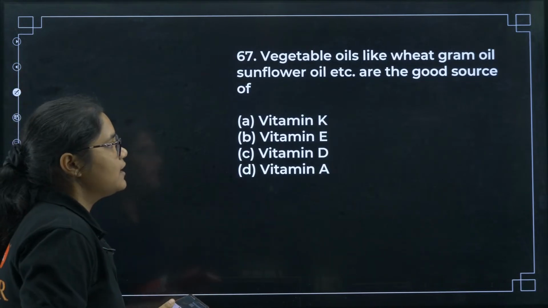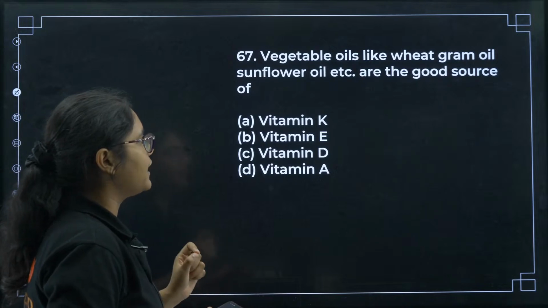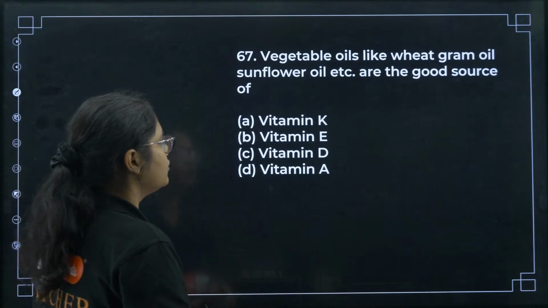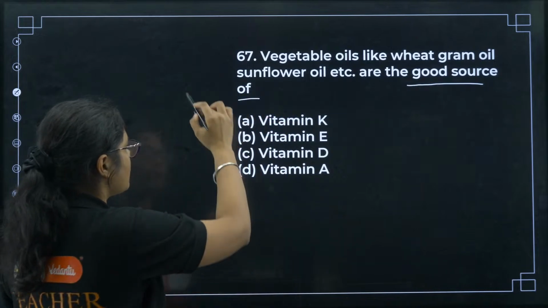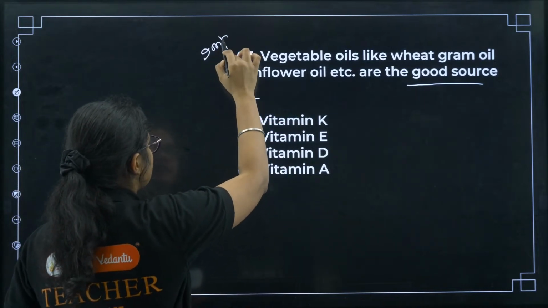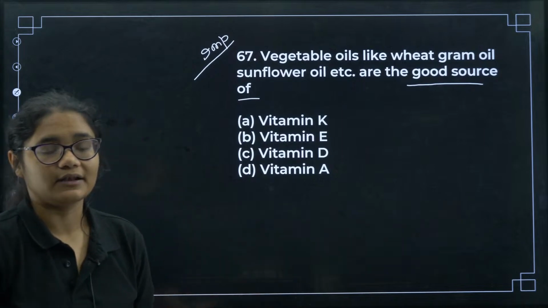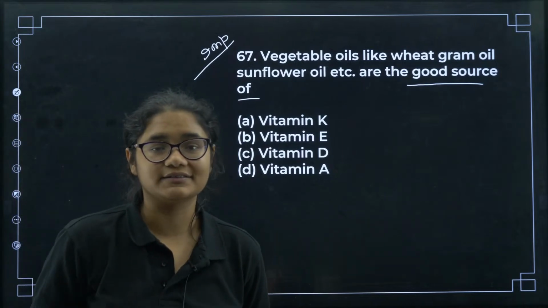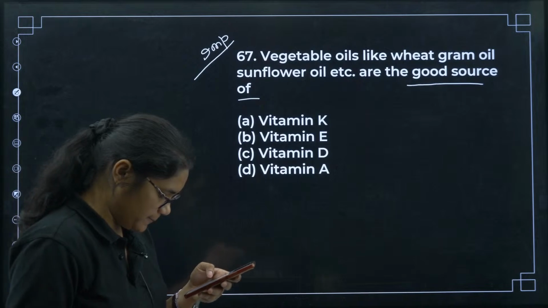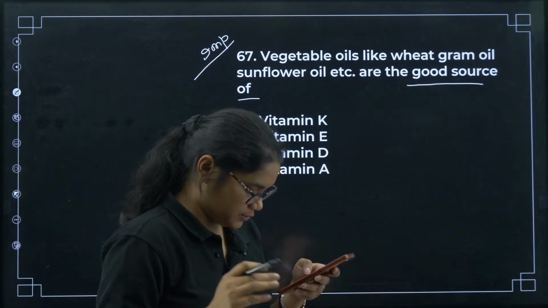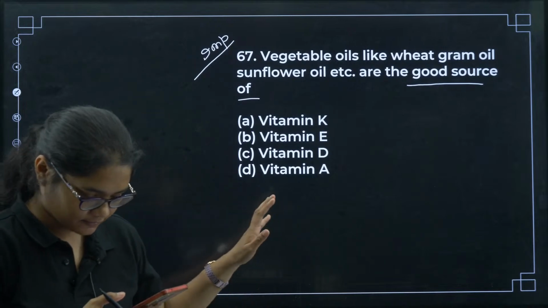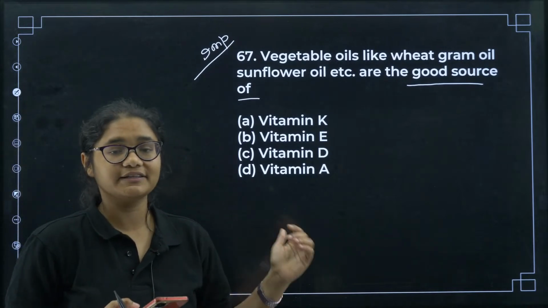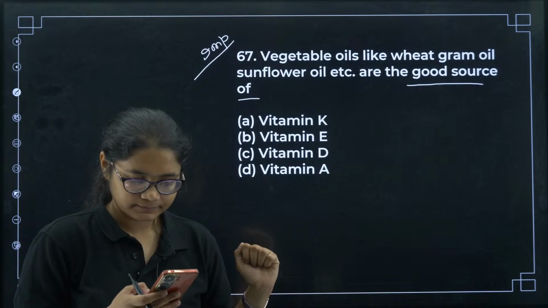Next, 67. Vegetable oils like wheat germ oil, sunflower oil are a good source of which vitamin? This is also a very important question for vitamins. You should study the sources and the deficiency diseases. Yes Almas, you are correct. Dev N, all of you are correct here. What is the answer for this question? Vegetable oils are the source of.